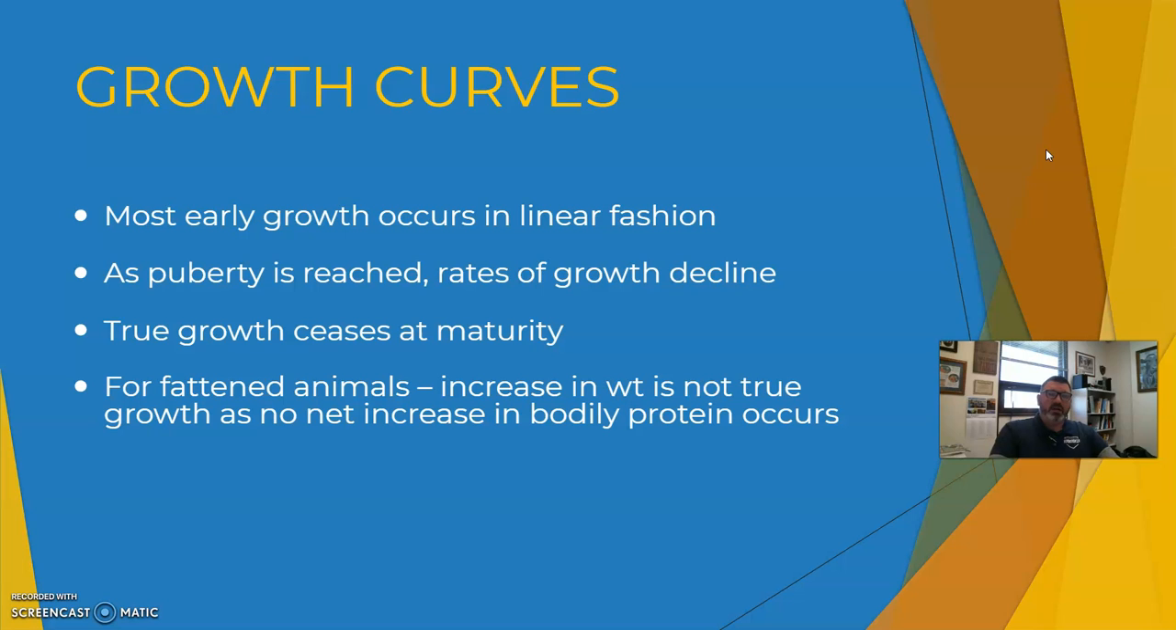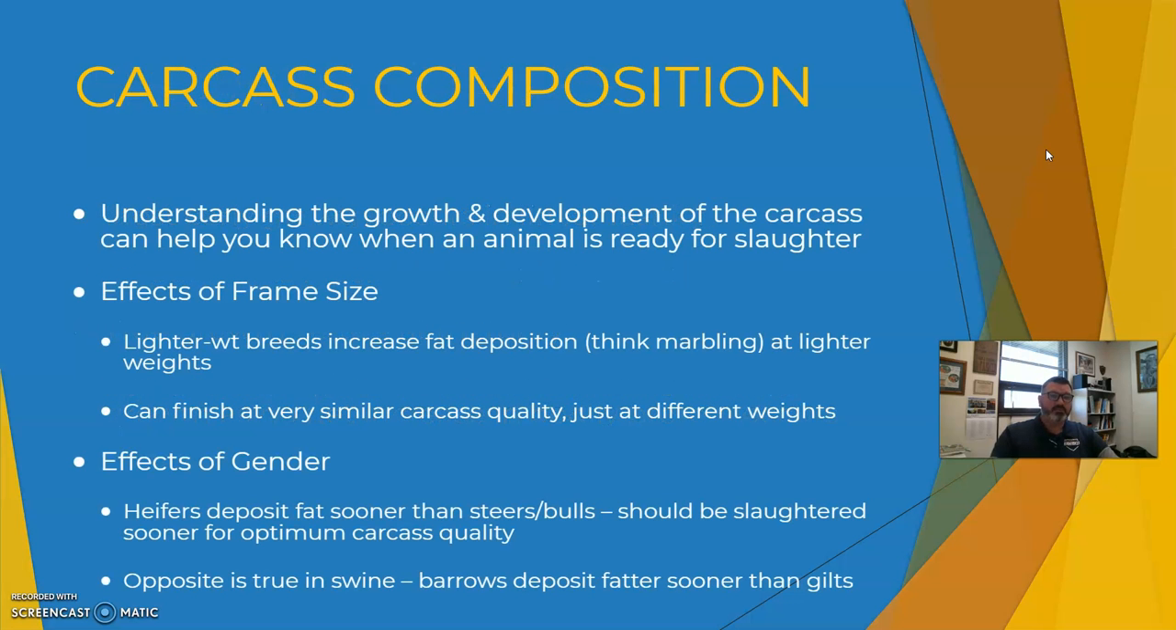So growth curves are a pretty key feature to understand in terms of evaluating how your animal is progressing. Most early growth occurs in that linear fashion when we talk about baby calves or baby pigs. As puberty is reached, then that rate of growth tends to decline somewhat or plateau. And true growth really ceases at maturity, whatever age that might be. And for fattened animals, the increase in weight is really not true growth. There's no net increase in bodily protein. It's just an increase of the mass of the muscle fiber sizes.